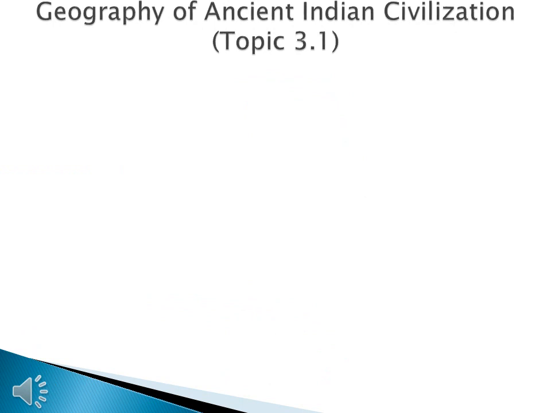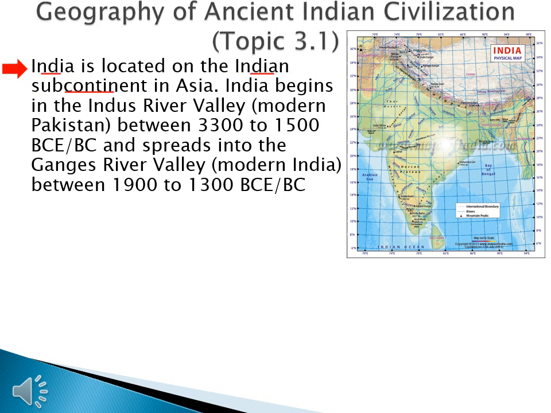Today we review the issues from Unit 3, Ancient India, and Unit 4, Ancient China. Open your notes to Unit 3 and read along. If you see something you do not understand, go back into your notes or find the lecture on the topic you need help with. We start with the geography of ancient Indian civilization, topic 3.1, and we learned that India is located on the Indian subcontinent in Asia.